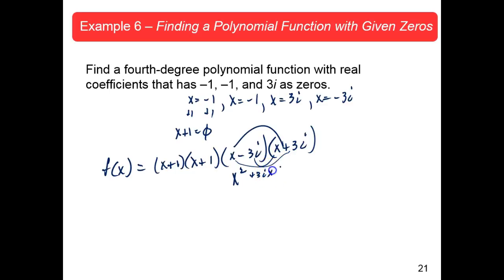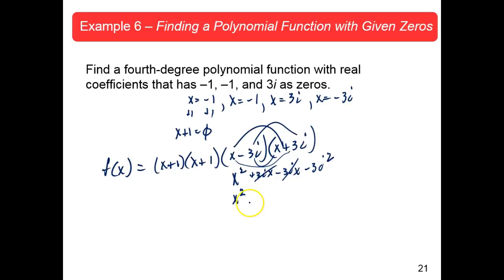Plus 3ix, minus 3ix, and then finally, negative 3i squared. What happens to the 3ix's? They get zero. These go away. Hey, that's nice.